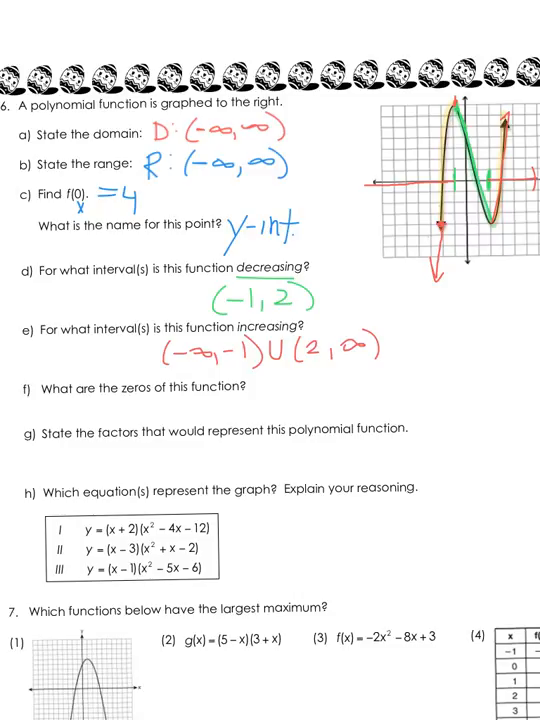What are the zeros of this function? Let me erase a little bit. Did a lot of stuff there. I don't know why it's not erasing my highlighter, but that's okay. What are the zeros of the function?